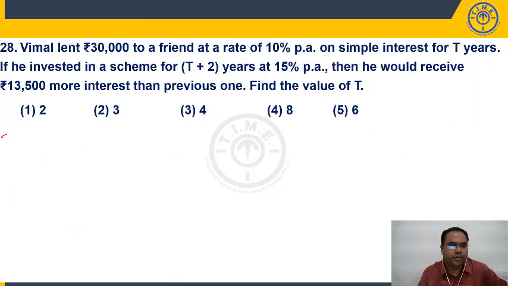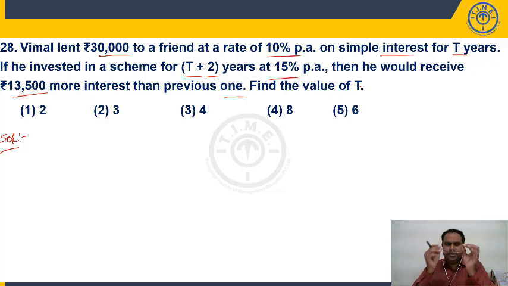28th question, student. Vimal lent 30,000 to a friend at a rate of 10% per annum on simple interest for T years. If he invested in a scheme for T plus 2 years at 15% per annum, he would have received 13,500 more interest than previous one. Find the value of T.